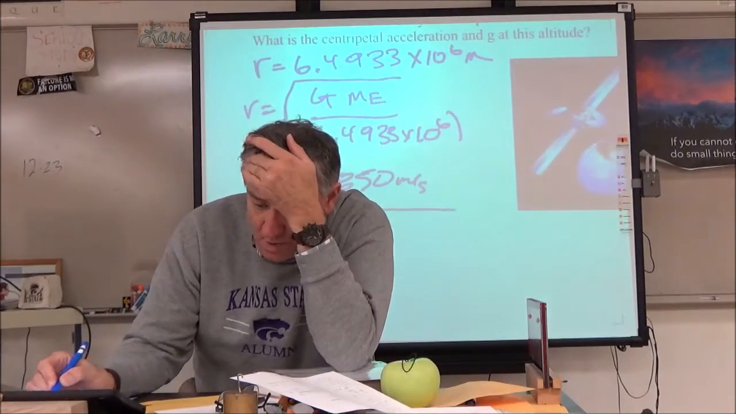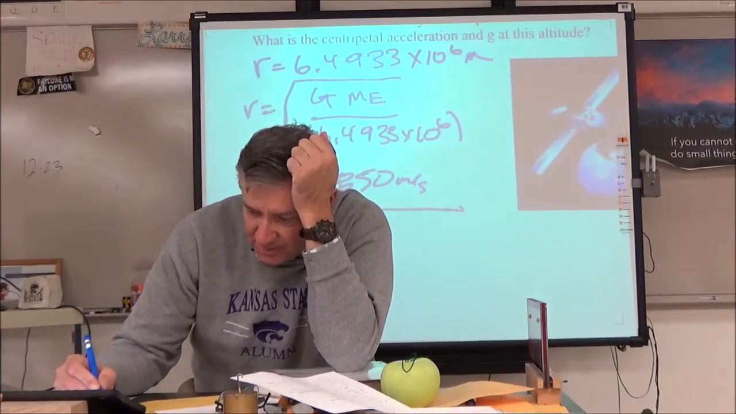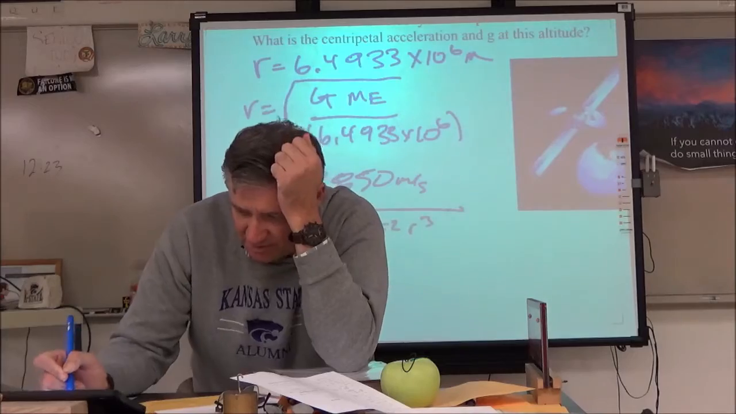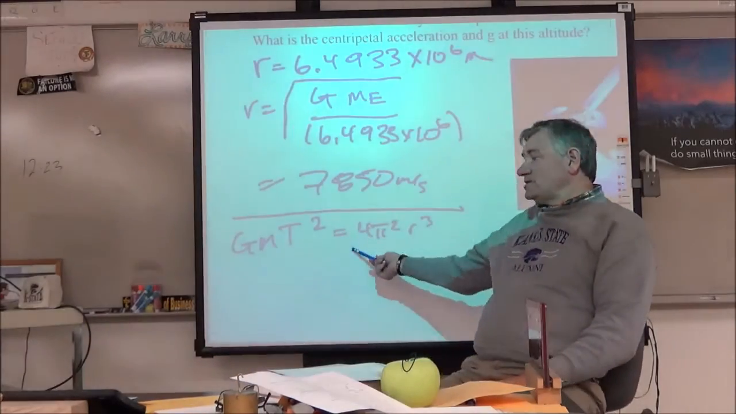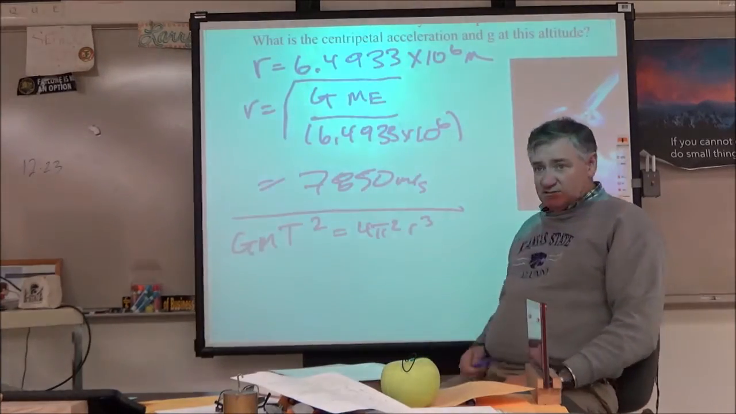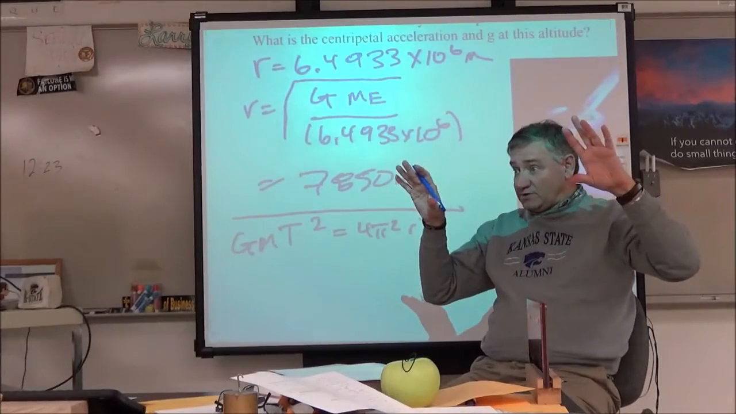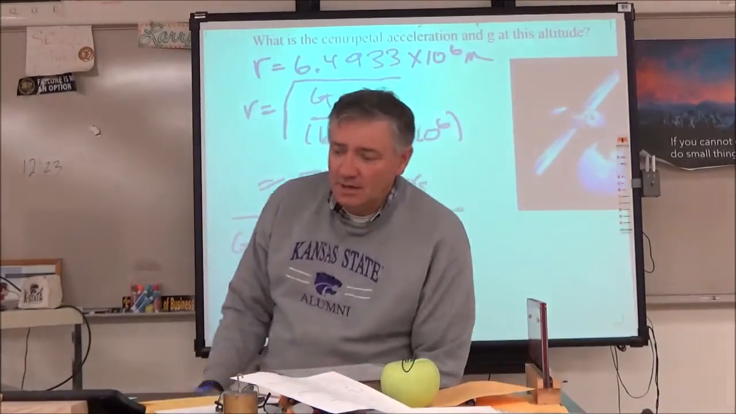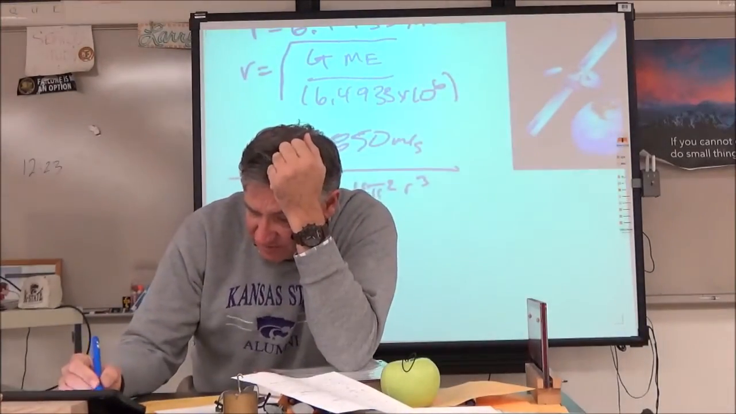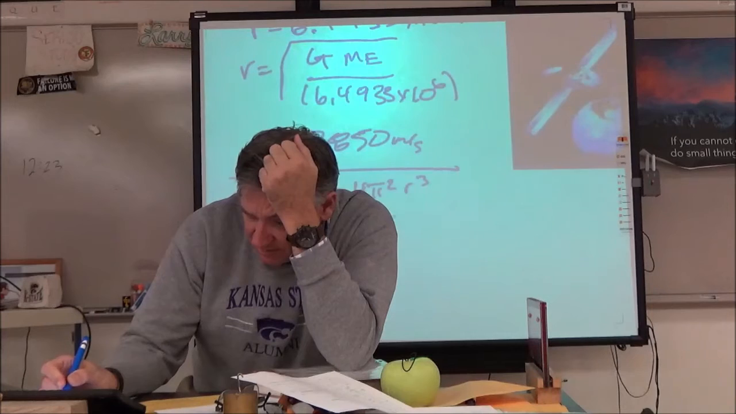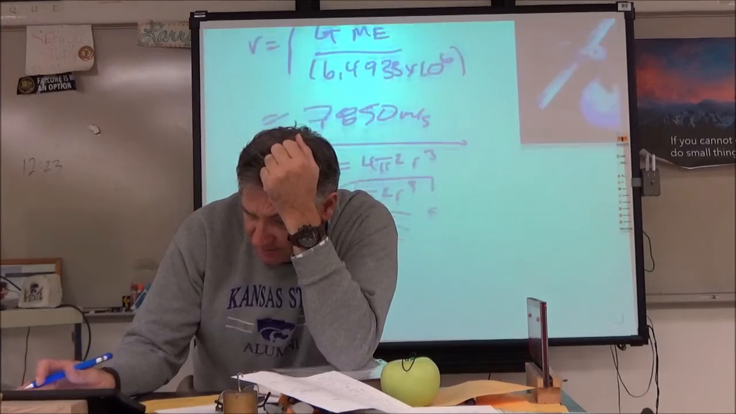Now remember, what you have on your equation sheet is this: GMT squared equals 4 pi squared r cubed. So you've got to be able to solve this equation for any of these variables. Get T, get mass, get radius. This is why this is like the Swiss Army knife equation, because you can use it to solve so many different things. So, Kelsey, I need this solved for T, so what am I going to do? Divide by GM, big G times M, and then square root that side. Fantastic.